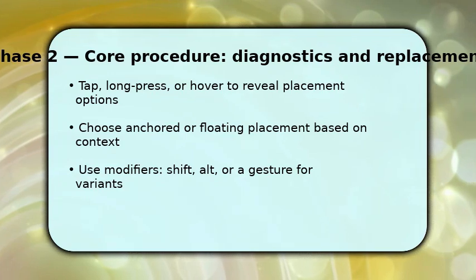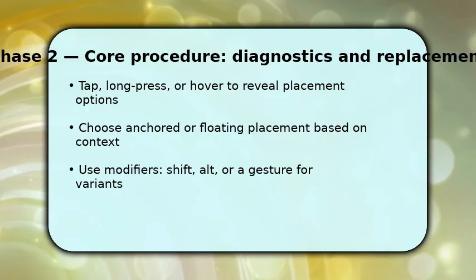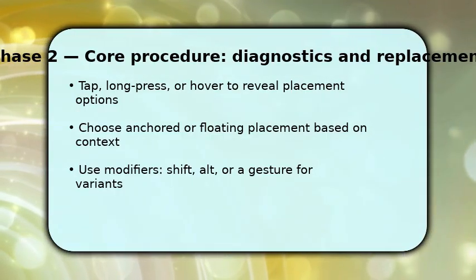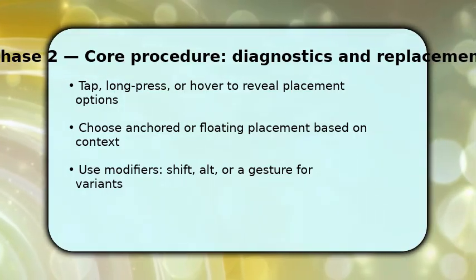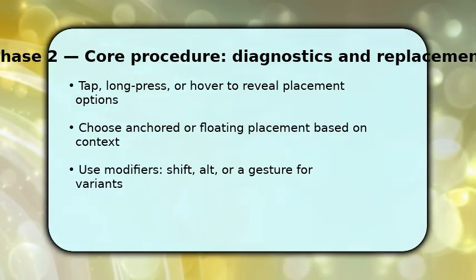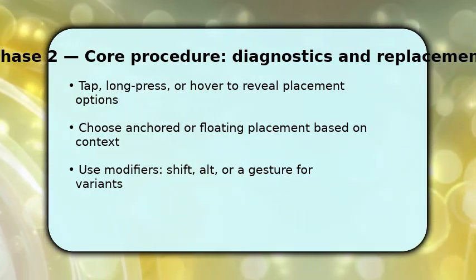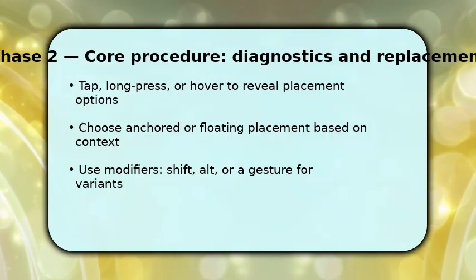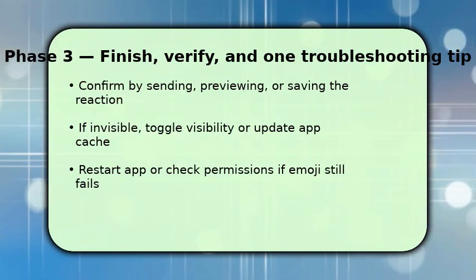Now you trigger placement using the app-specific gesture. Tap for quick, long press for options, or hover when supported. Once done, choose anchored placement to pin the emoji to text or floating to let it drift above content. This matters for visibility. Make sure to use modifiers like shift or a secondary gesture to switch to alternate styles or sizes, because the only way here relies on combining a trigger with the correct placement mode to produce the intended emoji up effect. Finish by confirming the emoji up.